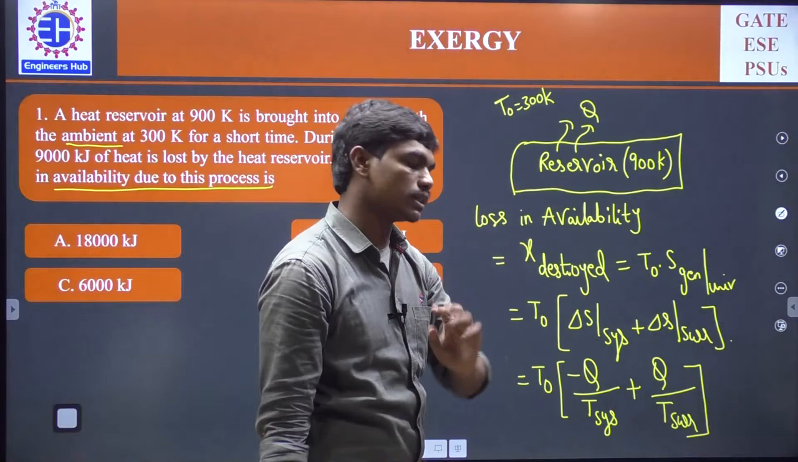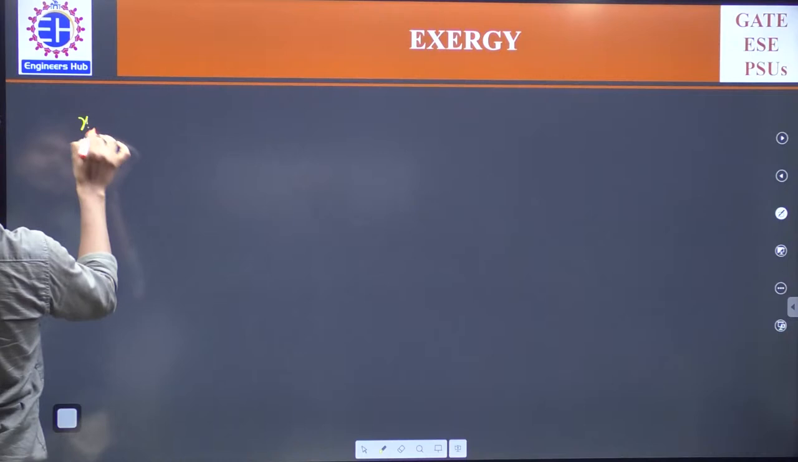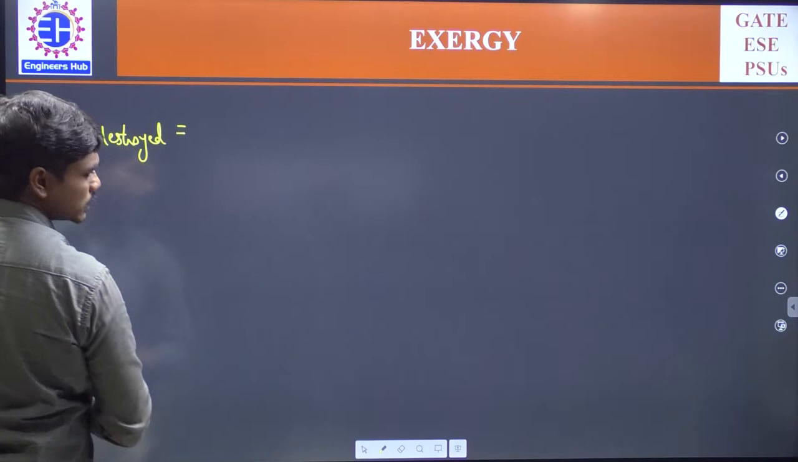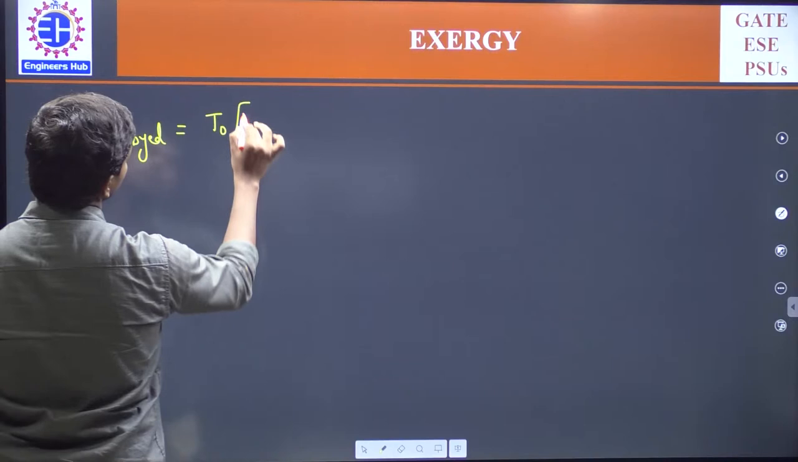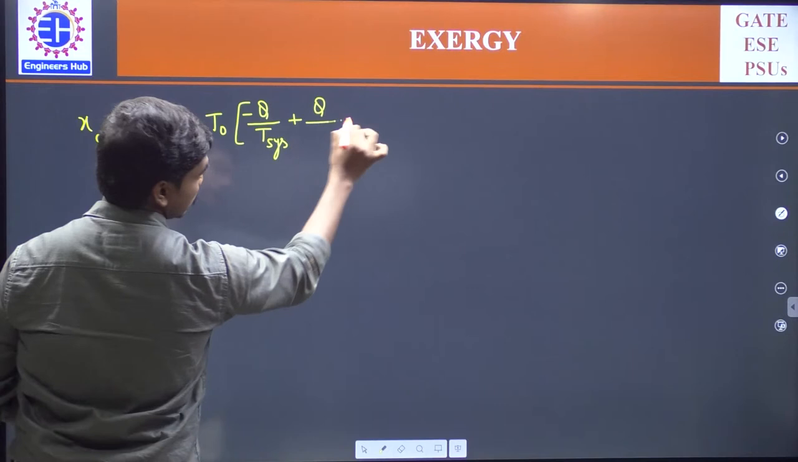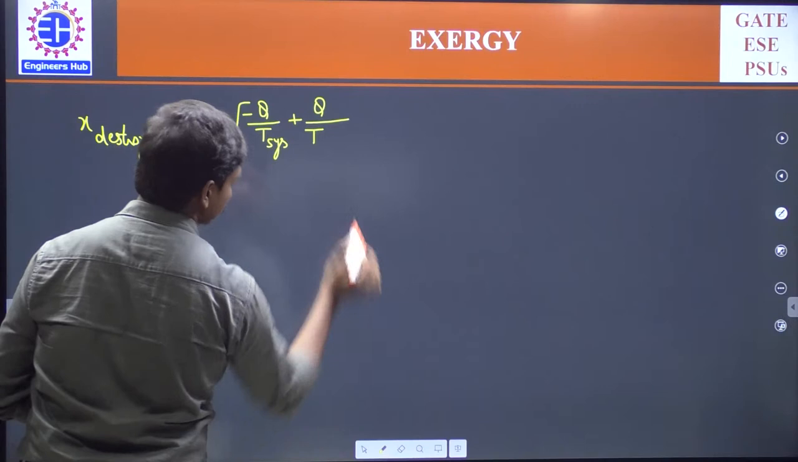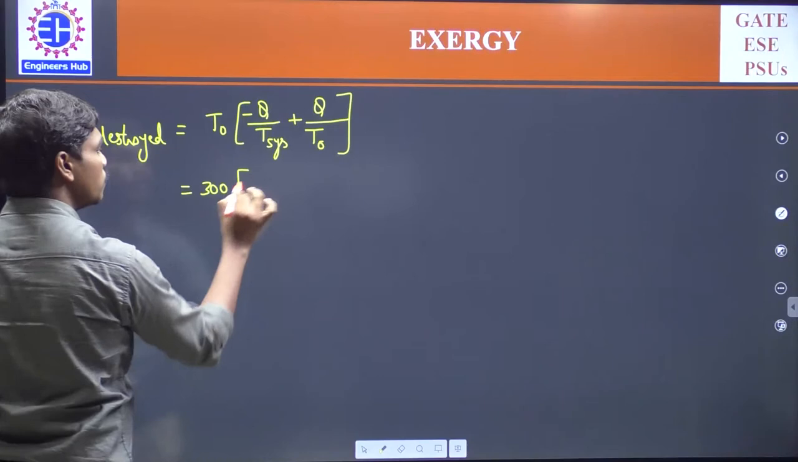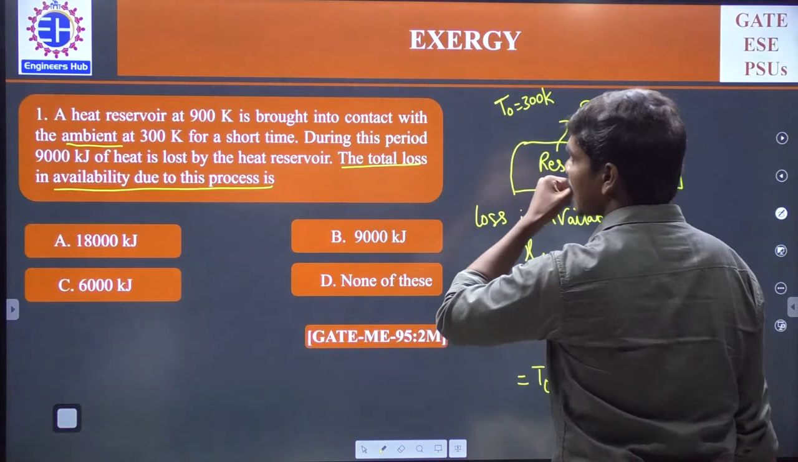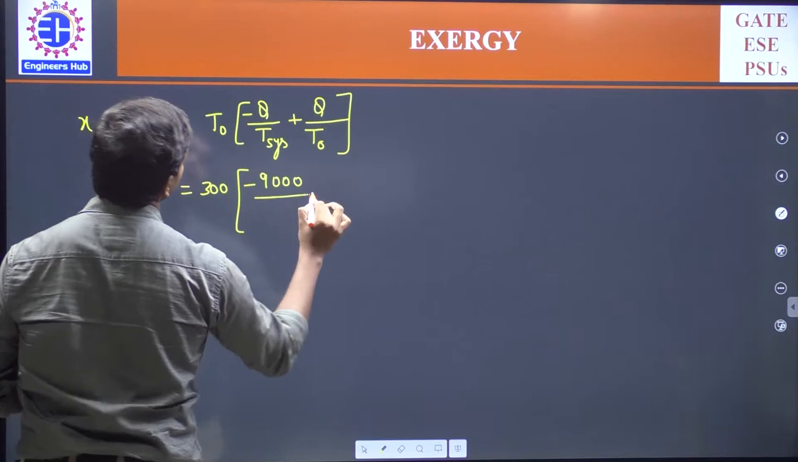So if you see now, exergy destroyed is equal to T naught into minus Q by T of system plus Q by T of ambience, which is T naught basically. Let us write T naught here. Now, T naught value is 300 Kelvin into minus how much heat is getting transferred from the body? 9000 kilojoules. Okay. So 9000 kilojoules of heat is getting out and the system is at 900 Kelvin.